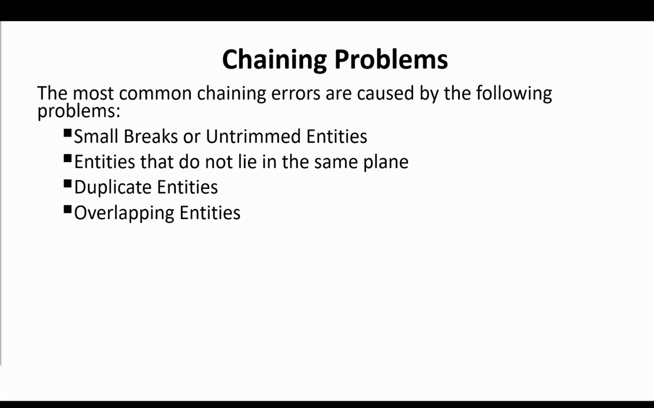partial chain. The most common chaining errors are caused by the following problems: small breaks or untrimmed entities, entities that do not lie in the same plane, duplicate entities, overlapping entities. It is not uncommon for wireframe drawings to contain errors that cause chaining problems. For example, two lines have been drawn where only one is needed. Very small gaps between entities may not even be visible at zoom extents. Good drawing practices, including the use of the auto cursor and trim functions, will avoid most problems. But even the most careful person makes mistakes. Therefore, it is a good practice to check the integrity of wireframe chains before starting to create toolpaths.